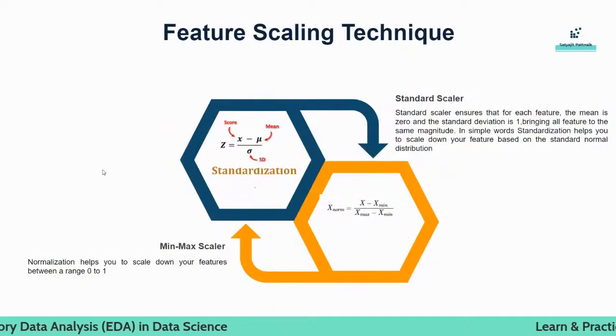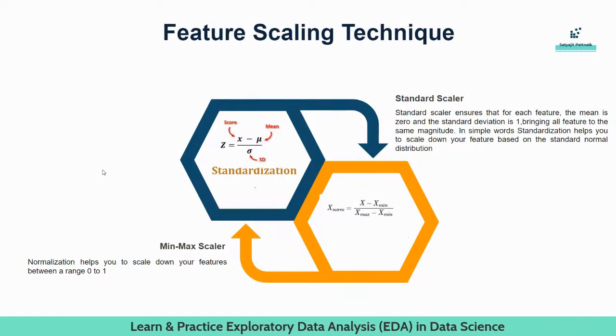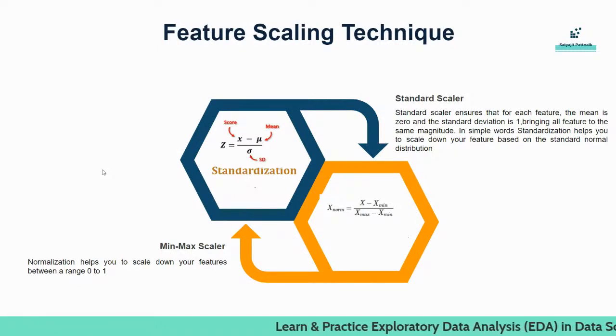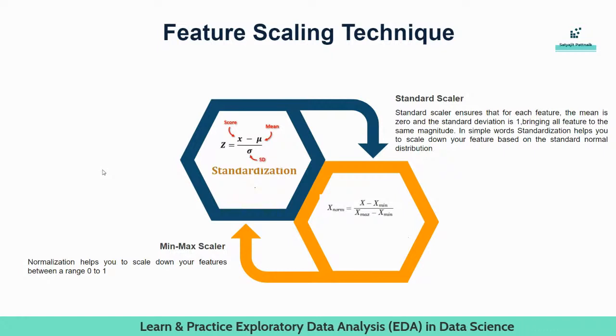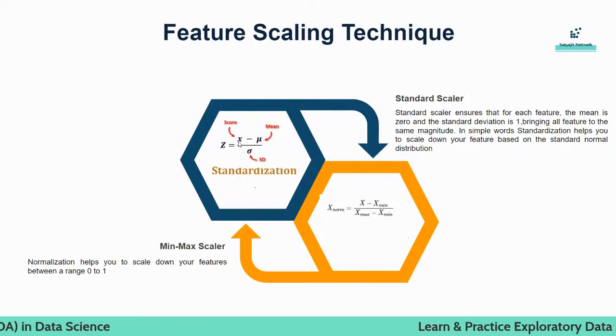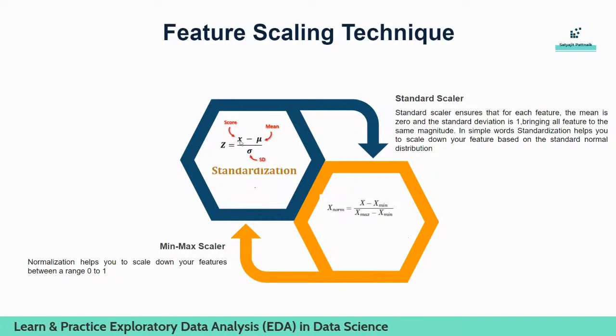Now, what is standardization? Standard scaler is very commonly used, even I use it. Standard scaler ensures that for each feature the mean is 0 and the standard deviation is 1, bringing all features to the same magnitude. In simple words, standardization helps you scale down your features based on the standard normal distribution. So the formula is: Z equals x minus mu divided by sigma. Sigma is your standard deviation, mu is your mean, and x is your original value.